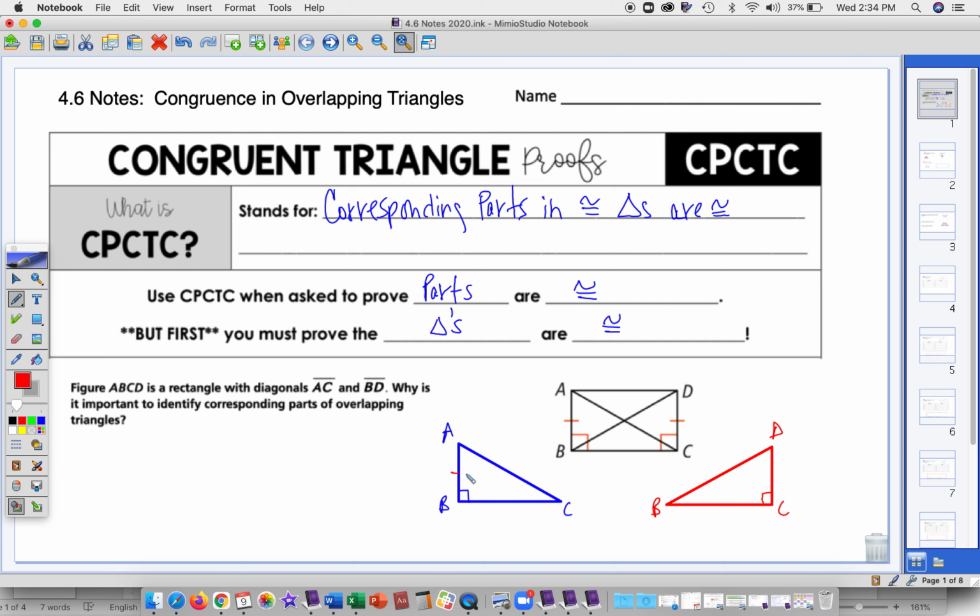So again, we had congruency markings here and here. We've got the right angles. And in this particular case, for these two triangles, the overlapping part, or the shared part, is side BC, which we know is congruent to itself by the reflexive property. So it's important to identify these parts so that we can determine first if the triangles are congruent, and if they are, by which theorem or postulate we can say that they are congruent.